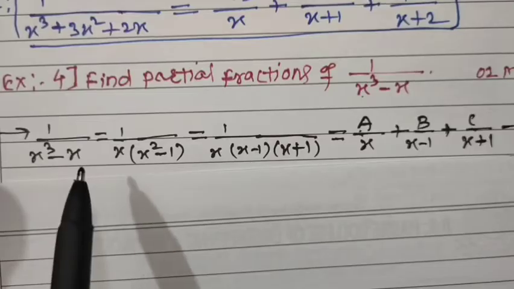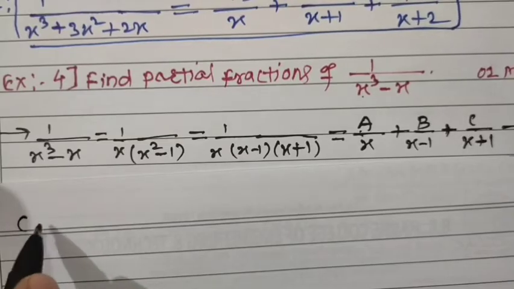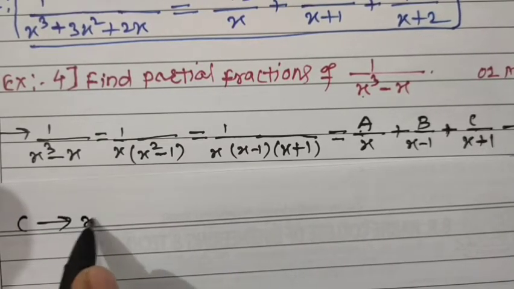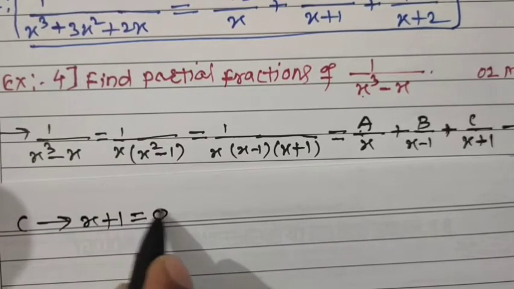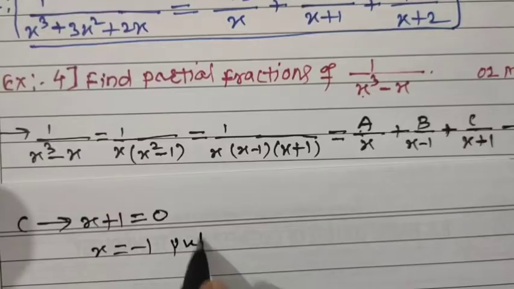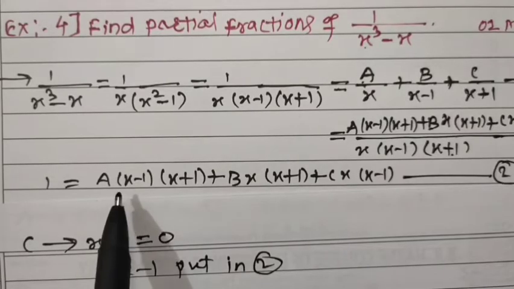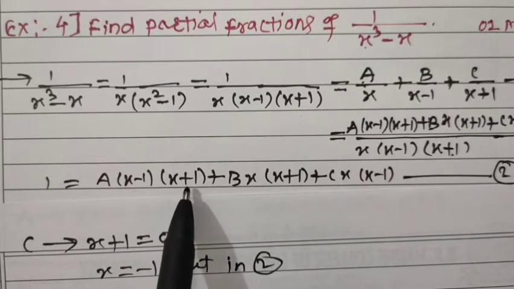To find the value of arbitrary constant c, the denominator of c is x plus 1. So to find c, we have to equate x plus 1 with 0, meaning x is equal to minus 1. We have to put this in equation number 2. And if we substitute x is equal to minus 1 in equation number 2, you can check this term becomes 0. Minus 1 plus 1, 0.